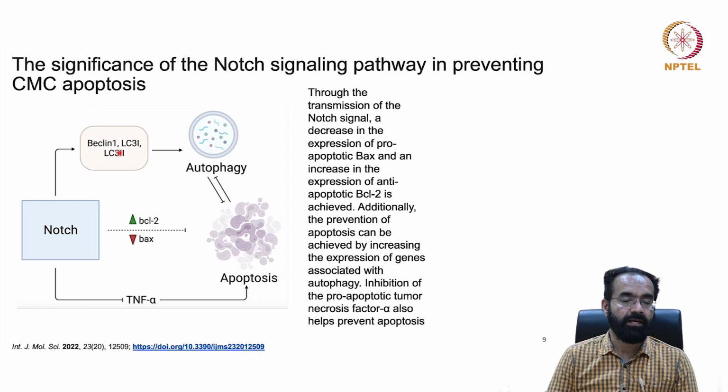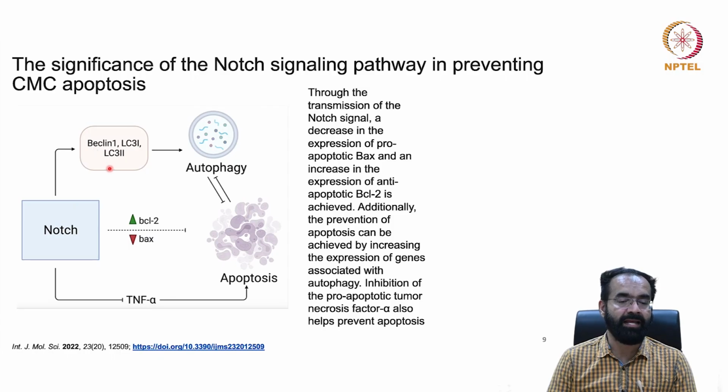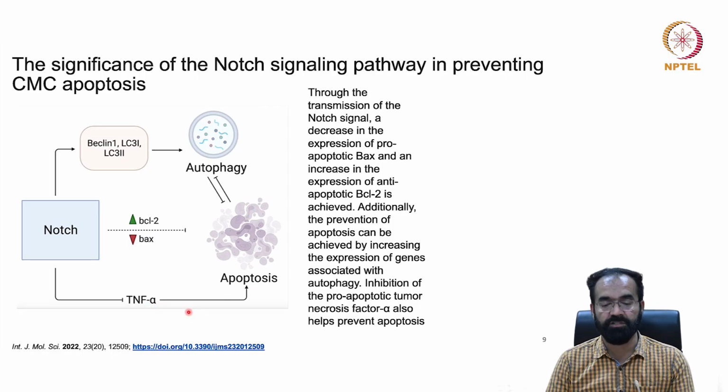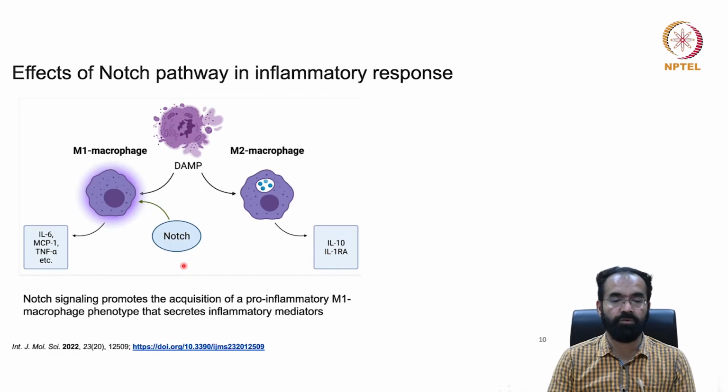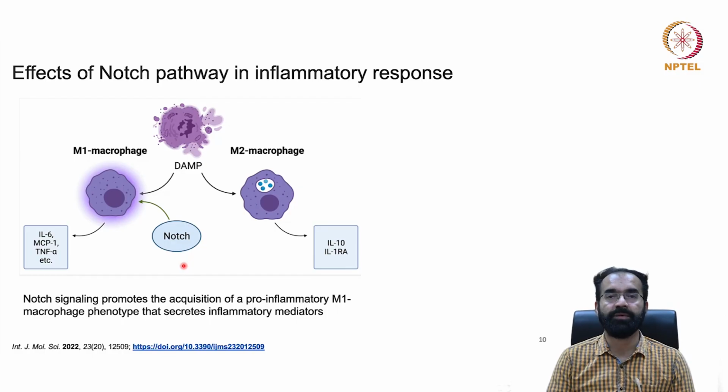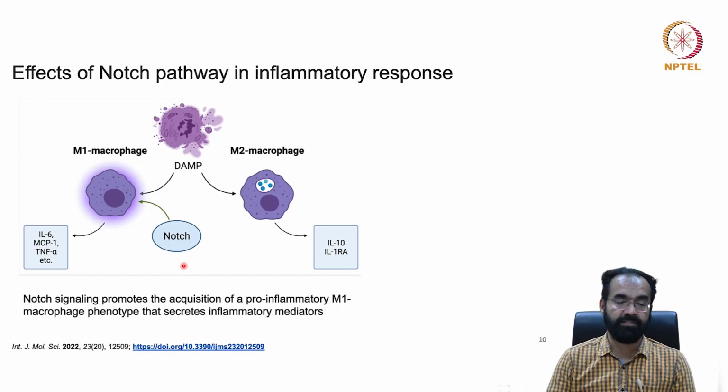Like you can see here, Notch activates Beclin, LC3-I, LC3-II, and also it can trigger autophagy, and it upregulates BCL2, which is anti-apoptotic, and downregulates BAX, so that it can safeguard the cells from apoptosis, and it blocks TNF alpha, which is a facilitator of apoptosis. So if you block it, the apoptosis will be prevented. These are all the roles played by Notch signaling on apoptosis. Now if you look further, the Notch pathway has a significant role in regulating the inflammatory response.